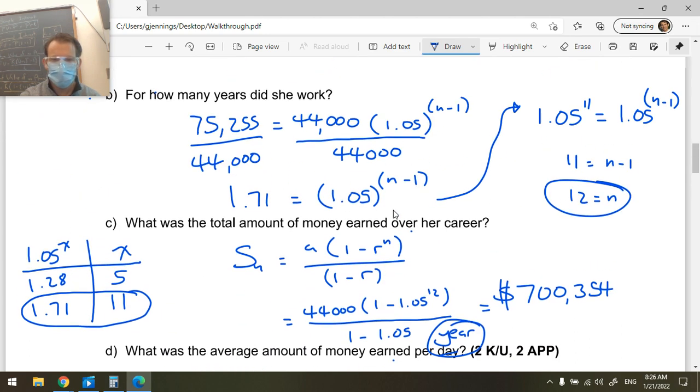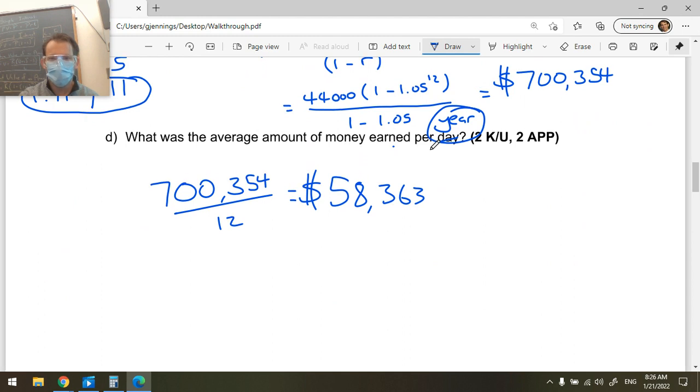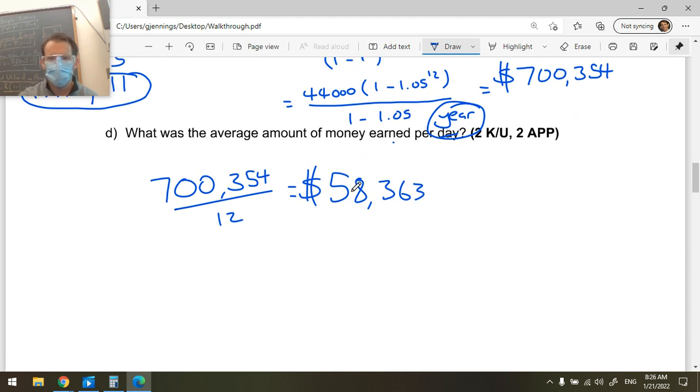So let's take a look at that and let's see if our answer looks reasonable. She started out earning 44 grand and she finished up earning 75 grand after 12 years. And then we found that the average amount of money earned was 58 grand. That's right in the middle there. That looks pretty good. I trust it.